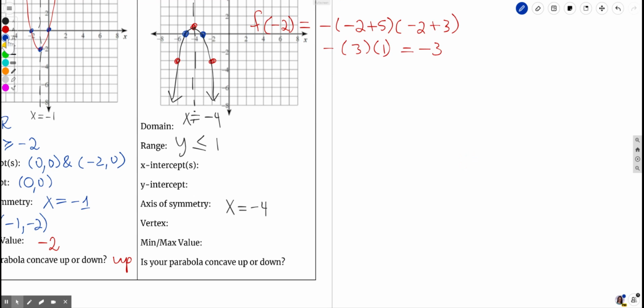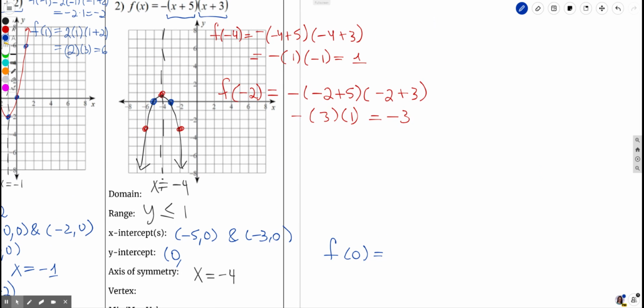X-intercepts are going to be -5, 0 and negative 3, 0. Our y-intercept is not actually on the graph, so we have to do a little bit of work. We have to use our function rule to substitute in a 0. So we're going to use 0 everywhere we have an x. And that gives us negative 15 as our answer. So negative 15 is the y value of our y-intercept. And that is why we don't see it, because it's really, really far below.